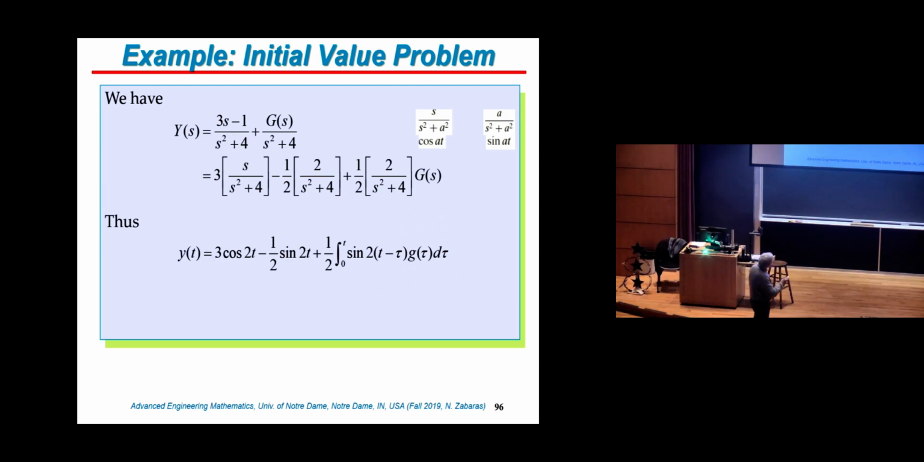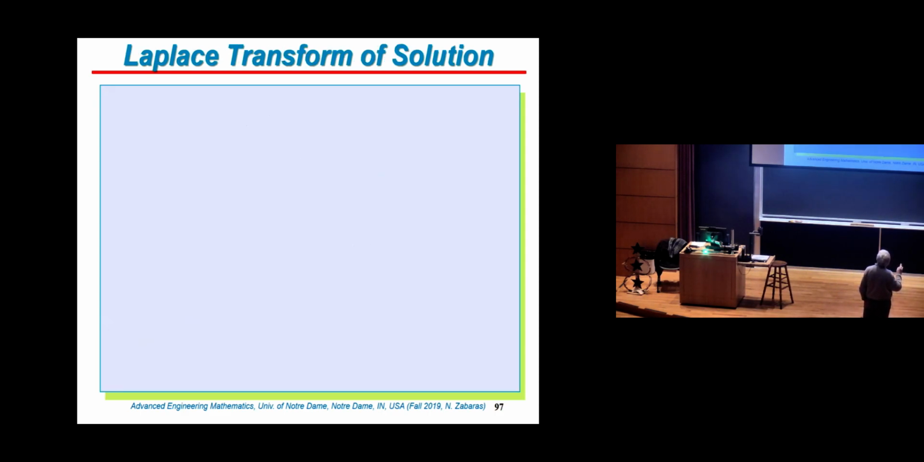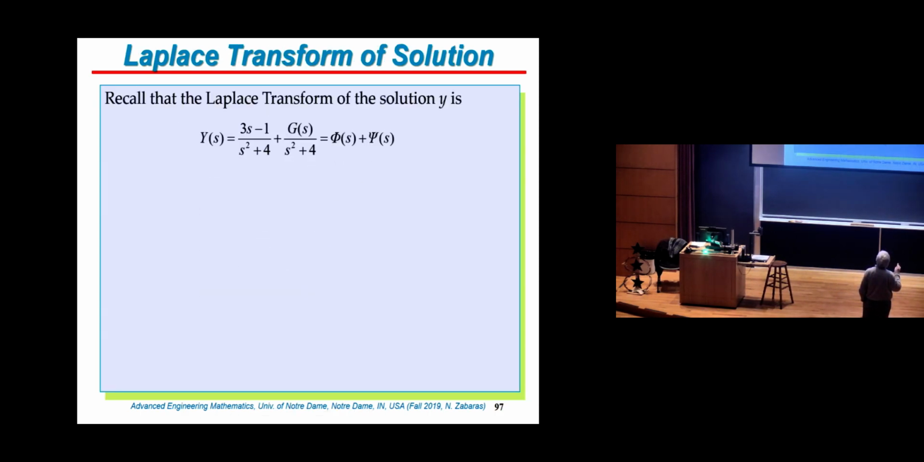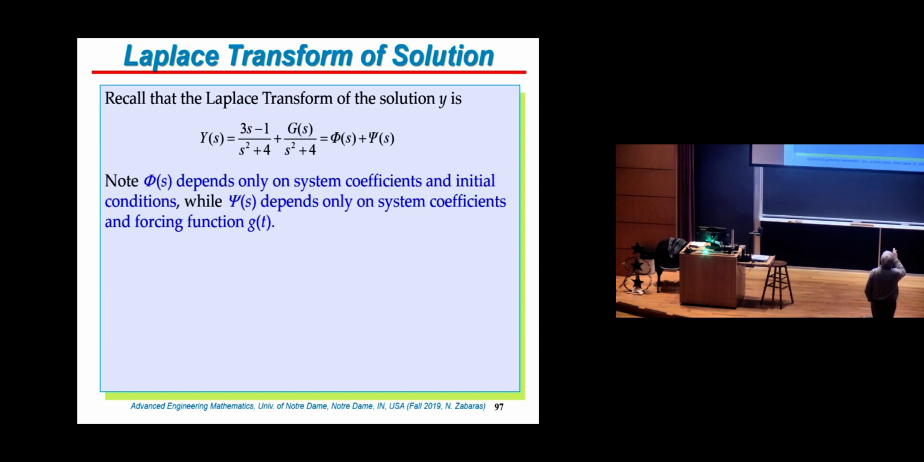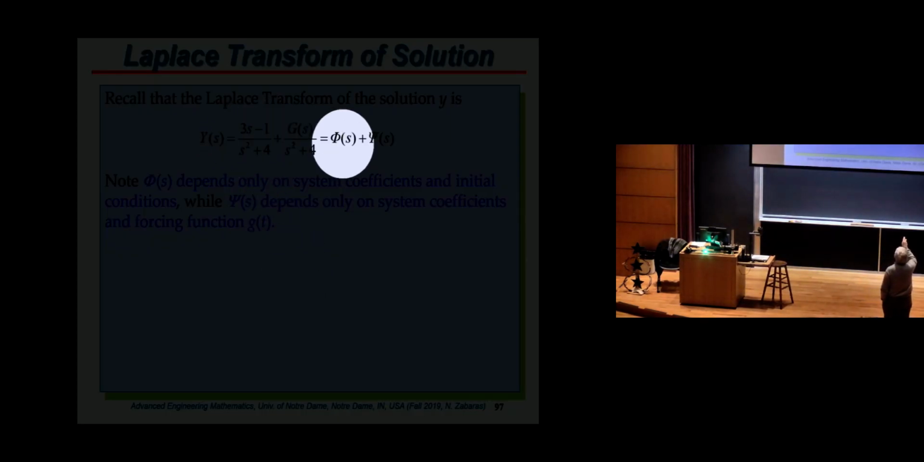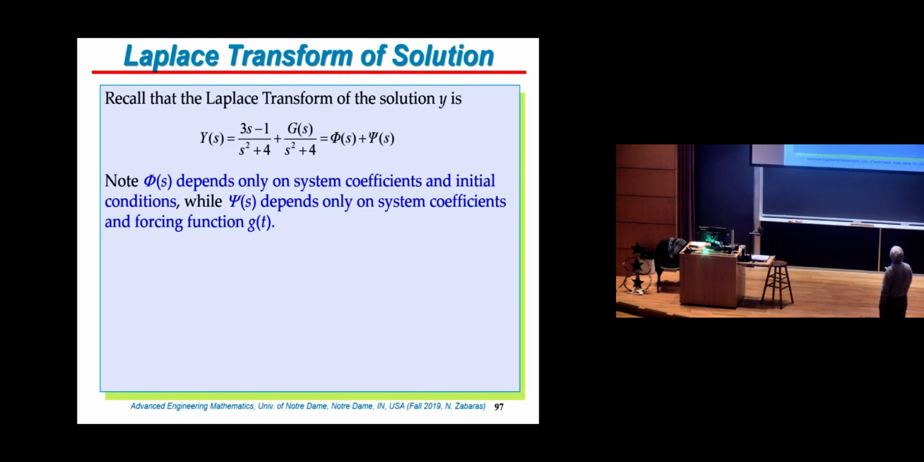All right, but I want to go a little bit further on this problem. If I can find, I only need one slide to actually do this. So let me call the homogeneous part phi of s, and the non-homogeneous part, the Laplace transform of the particular solution, psi of s, okay? All right.